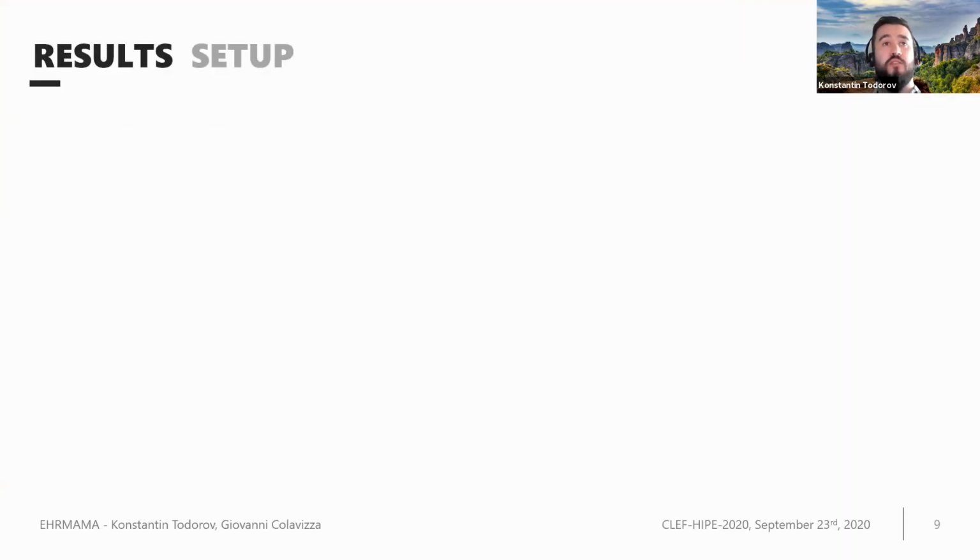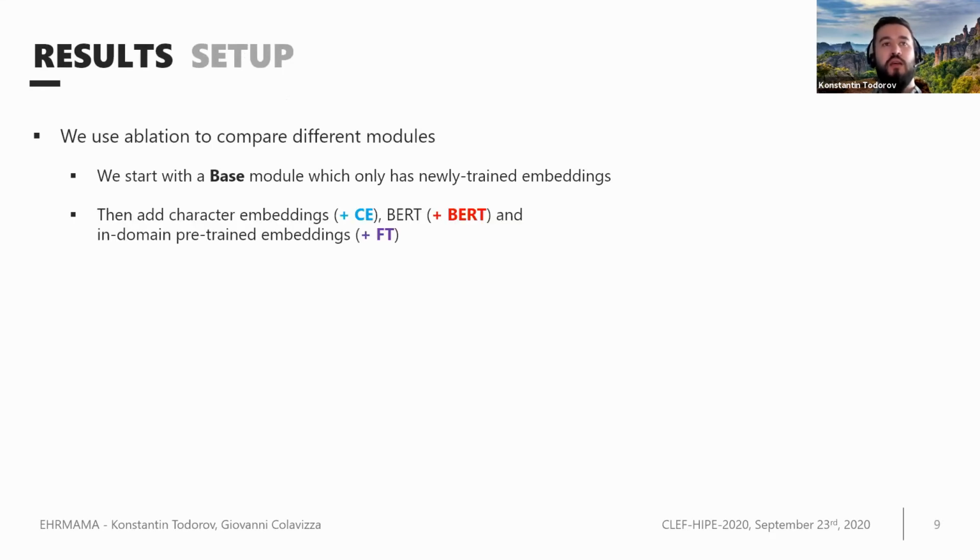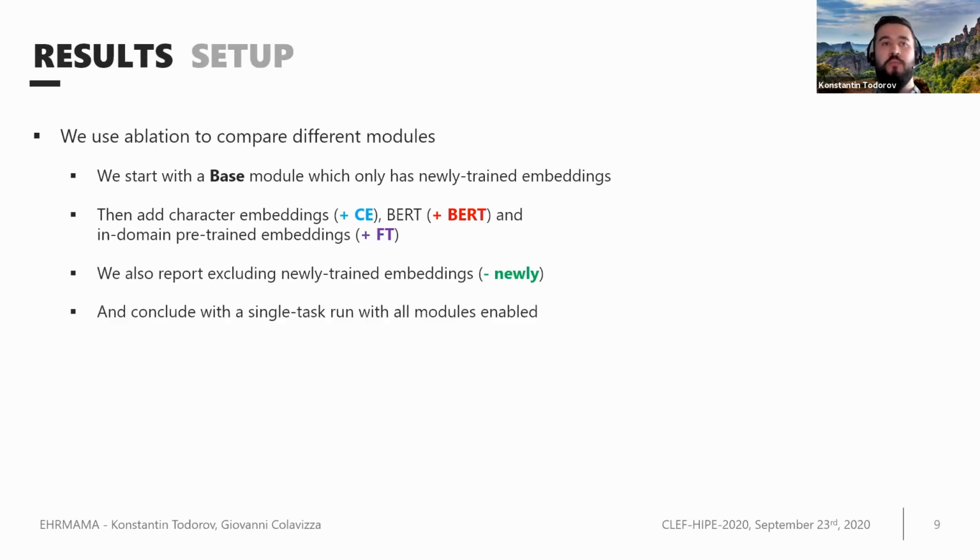Now, going to the results, I'll first describe our setup. We use an ablation study to compare the different modules. We start with a base module, which only has the newly trained embeddings and nothing more. Then, respectively, we add the character embeddings, BERT, and the in-domain pre-trained fastText embeddings on top. And finally, we also report excluding the newly trained embeddings; we report this only for cases where we have BERT enabled. And of course, we also provide one single task run, which has all the modules enabled, just for the sake of comparing to the multitask approach.